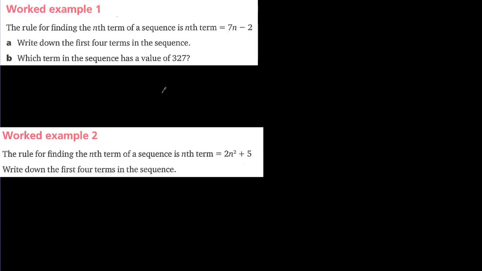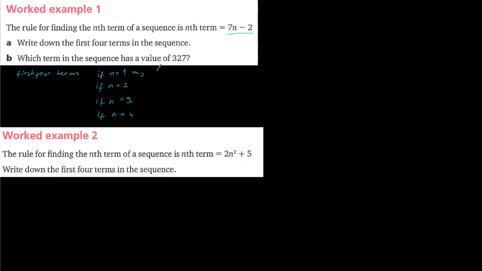Now let's continue with these exercises. The position to term rule is given here as 7n minus 2, and I'm going to write the first 4 terms in this sequence. The first 4 terms means if n is equal to 1, if n is equal to 2, if n is equal to 3, and if n is equal to 4.